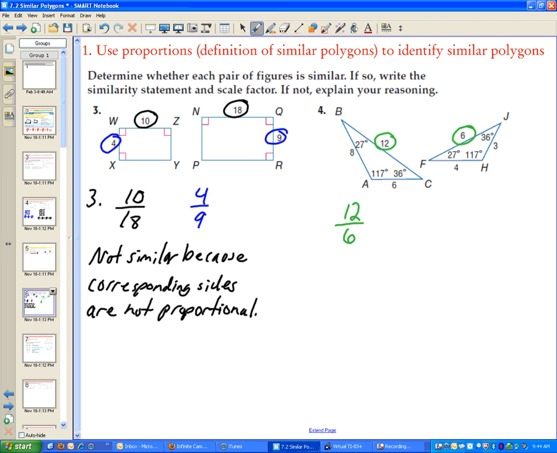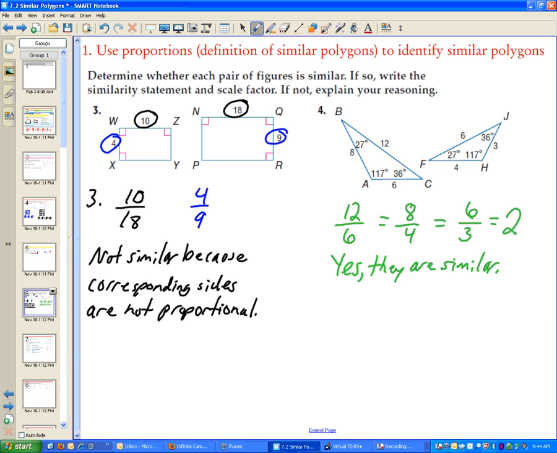So let's see if the next one does. 8 would be the next largest. So what's it correspond to? 4. What's that simplify to equal? 2. So far, so good. Then 6 has to correspond to 3. What's that equal? So they are equal, because they all equal 2. All right, so what are we supposed to write? So we've determined it. So, yes, they are similar.